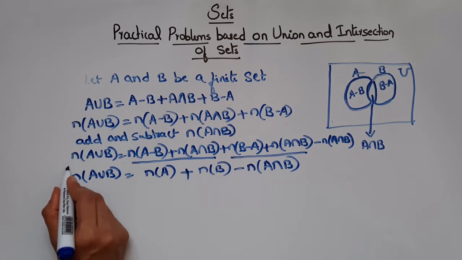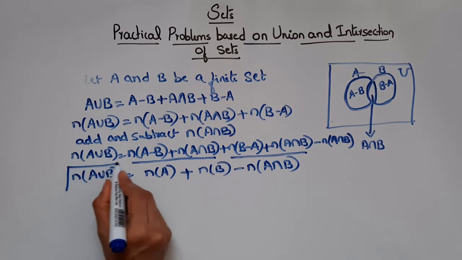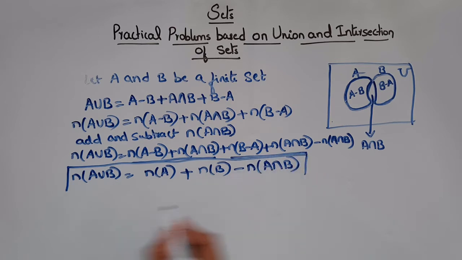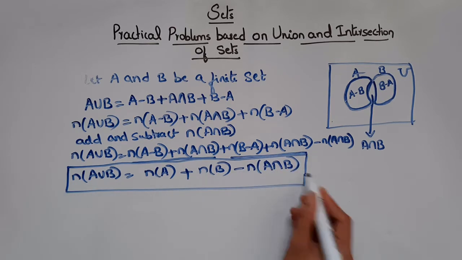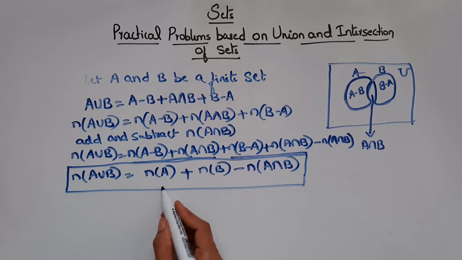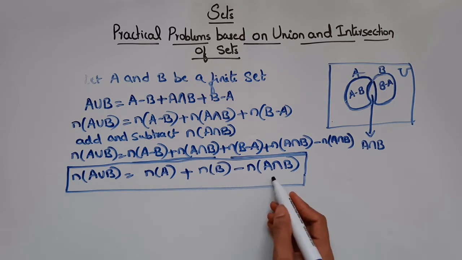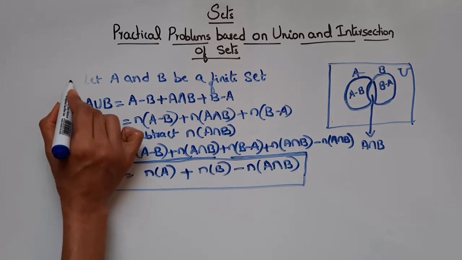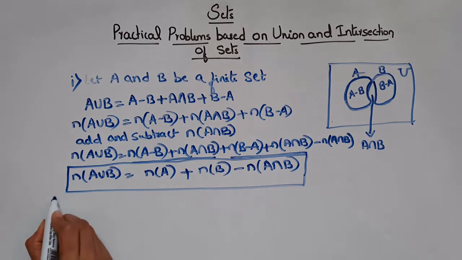So this is your formula. Here we have the number of terms in A union B is equal to n of A plus n of B minus n of A intersection B. So this is the first one. So let me do the second one.